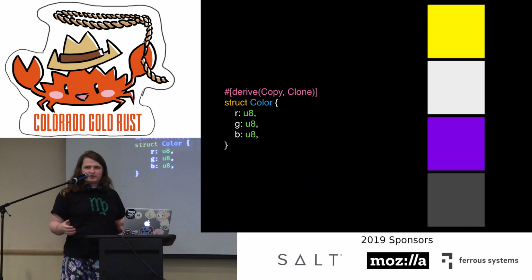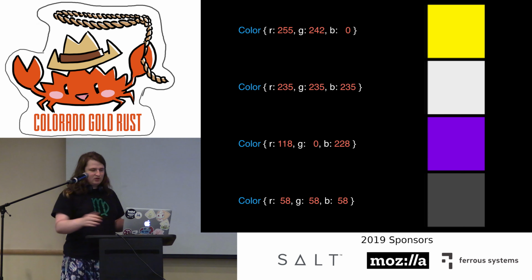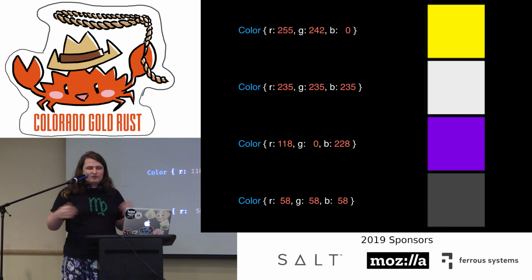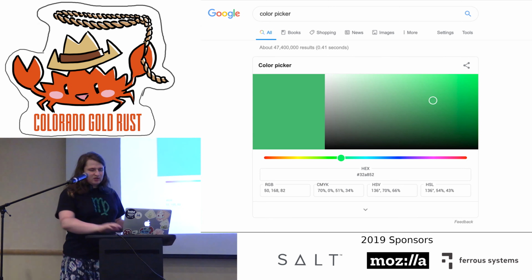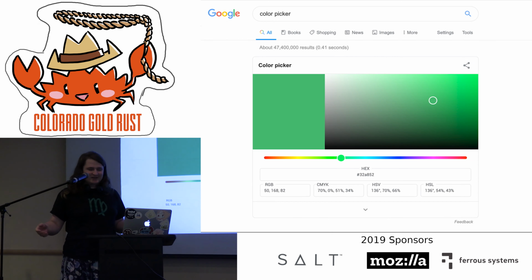For each of those colors, we have a type like this with red, green, and blue parts, and we describe each of those colors just with numbers. If you're not already familiar with this, you can always just look up a color picker, just Google it, and you can get the numbers that you need when you're getting started.